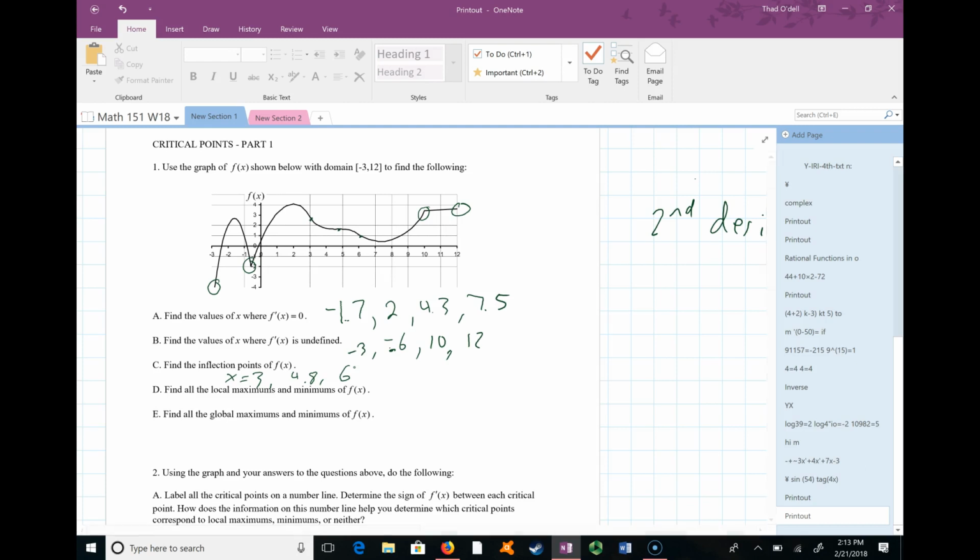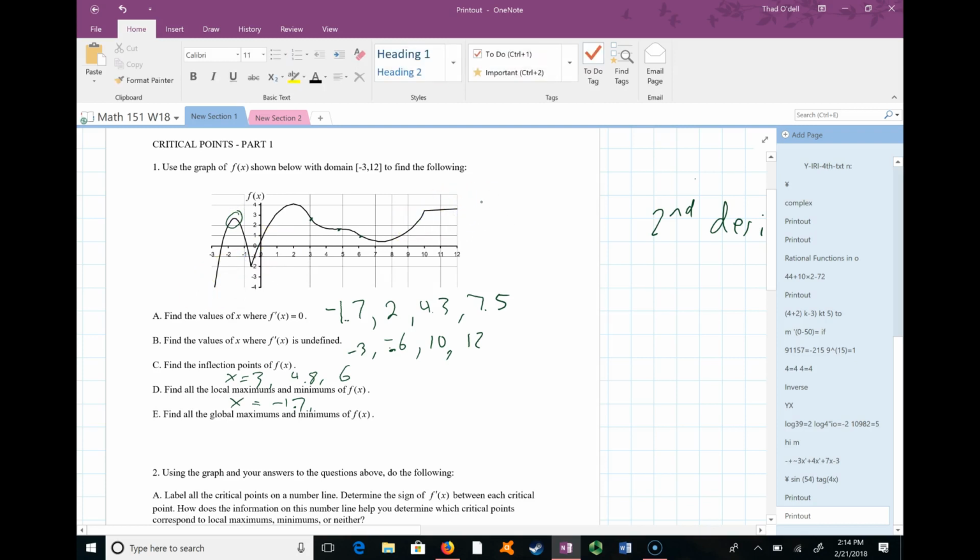Everyone see what I mean by concavity? This is concave down, concave up for a little bit, concave down again, concave up for a little bit, all the way up to there. And then there's no concavity there because it's just flat. Part D says find all the local maximums and minimums. We're just giving x values. So x equals about negative 1.7. There's a maximum. Let's erase these now.